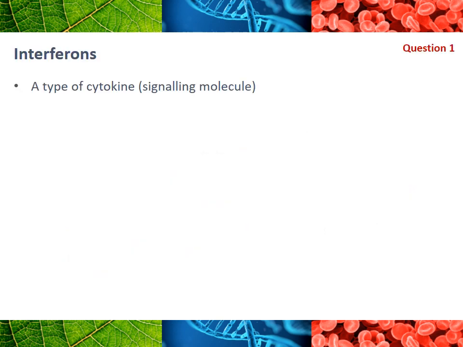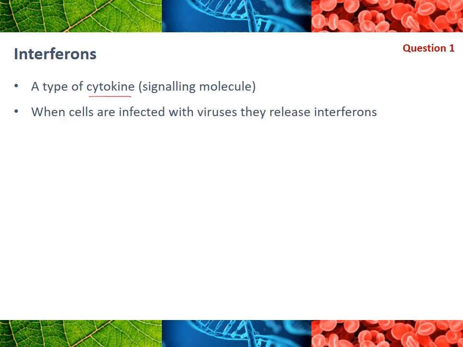Okay, so the first molecule that we're going to look at are called interferons. So interferons are a type of cytokine. So if you remember that cytokines are a type of signaling molecule that are involved in the immune system, these are an example of that. So when a cell is infected with a virus, the cell will release interferons. Okay, so we've got a cell here and we have this virus in there. So this virus is going to use that cell to replicate itself as viruses do.